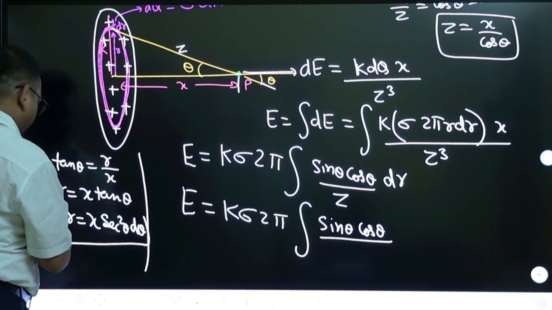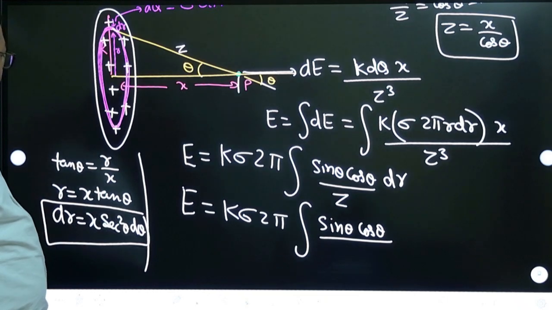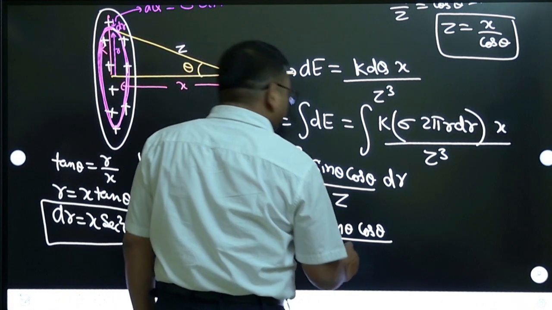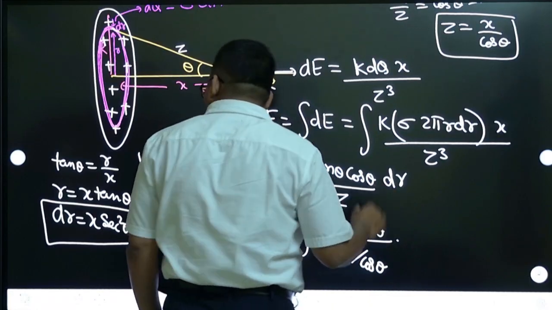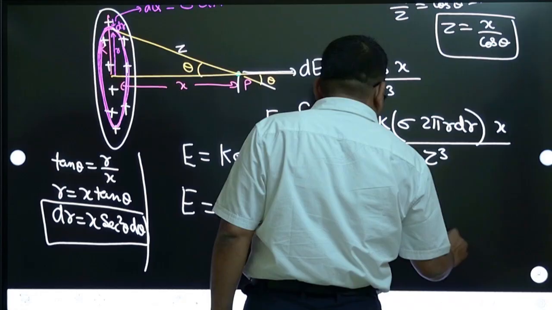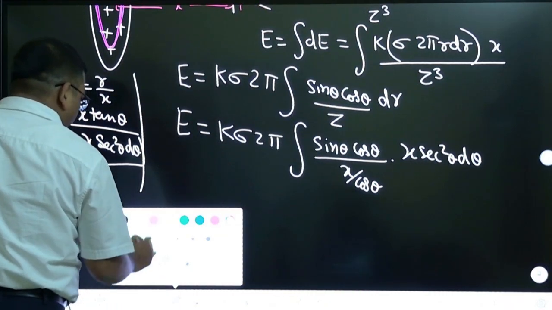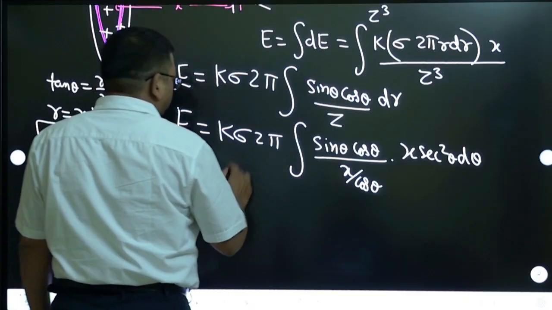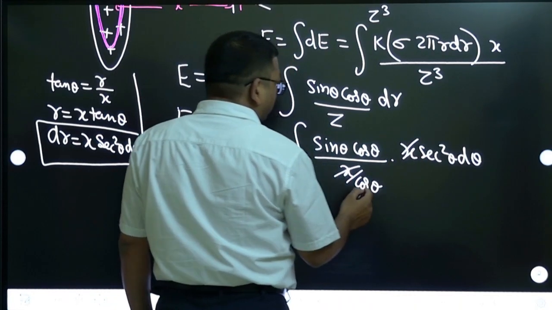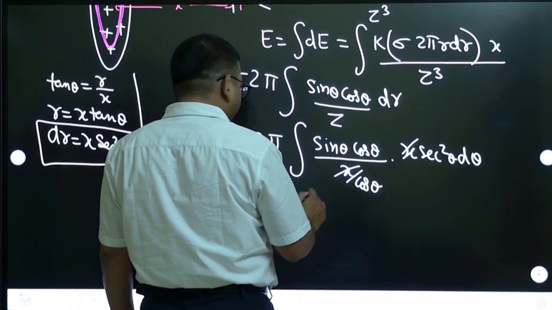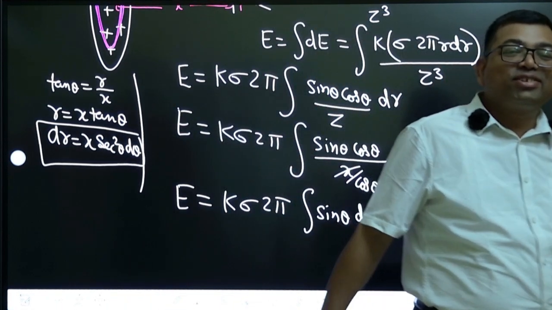Yes, I think this is how we can convert. We can convert z in terms of x by cos theta and dr in terms, both you have to do. So z becomes x by cos theta, and dr will become x secant square theta d theta. Now let's see what is going to happen now. So field is going to be k sigma 2 pi, x got cancelled here, cos square secant square become 1, so basically it got reduced. Right, this whole calculation got reduced.